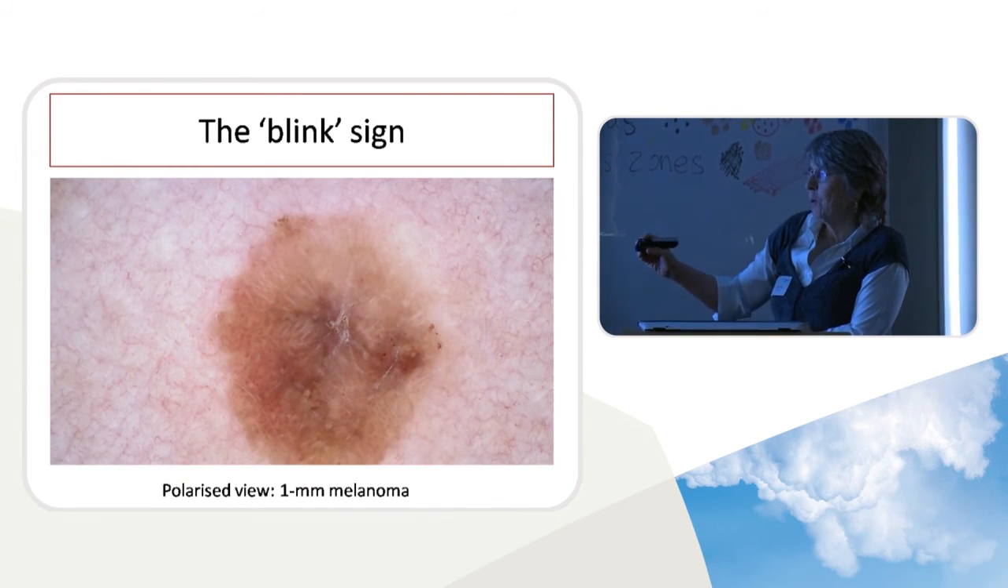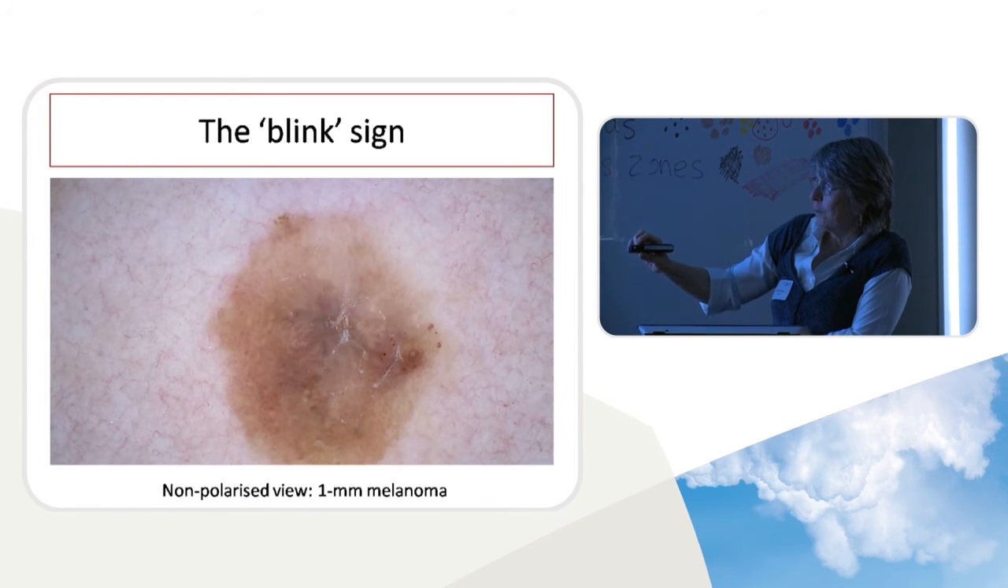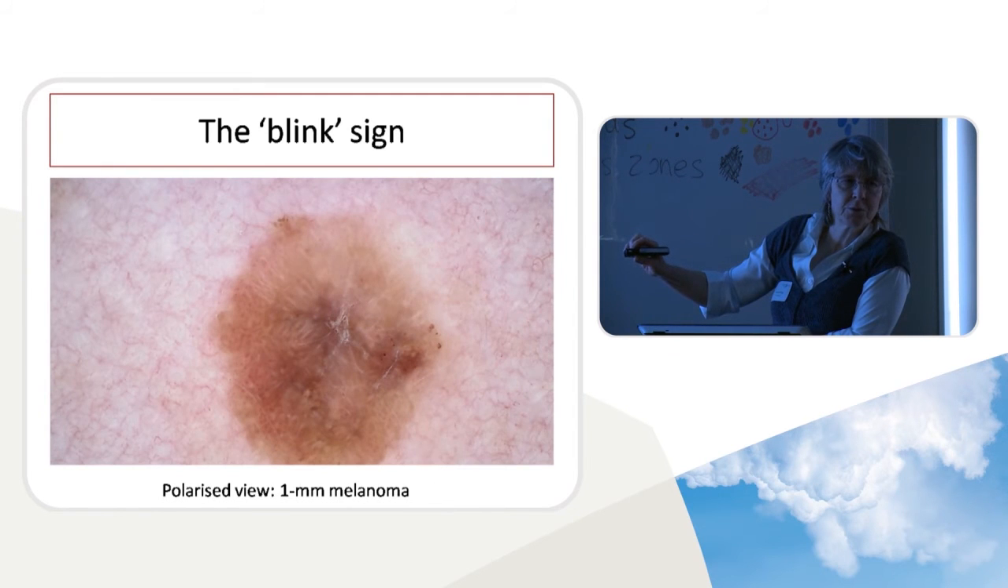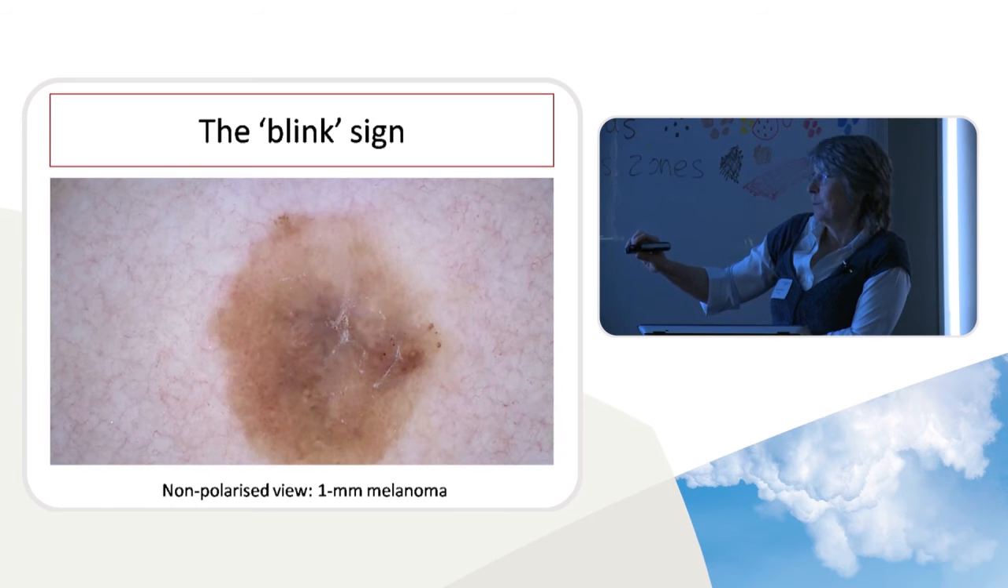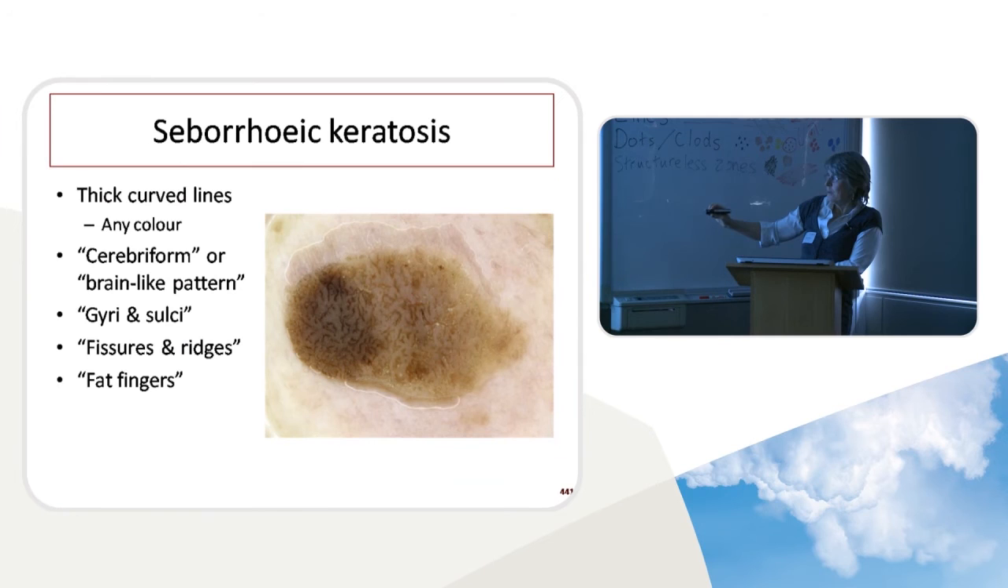So here's a melanoma. This changes. Not quite so easy to see, but you see those white lines that we're seeing on the polarized view, and how they disappear on the unpolarized view. Seborrheic keratosis. Here we've got that cerebriform pattern that I mentioned before. If you see that, you know it's an SK. It's actually a single pattern. The whole lesion has that. So they're not difficult to distinguish.